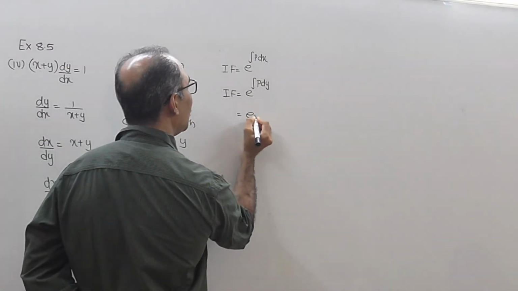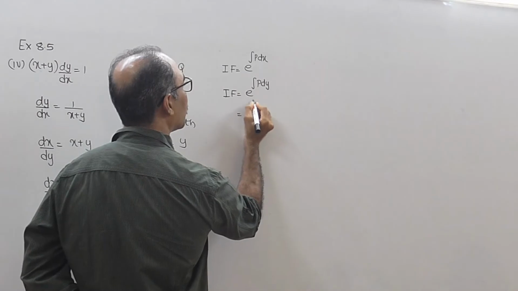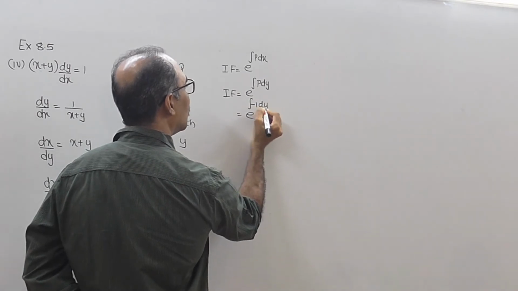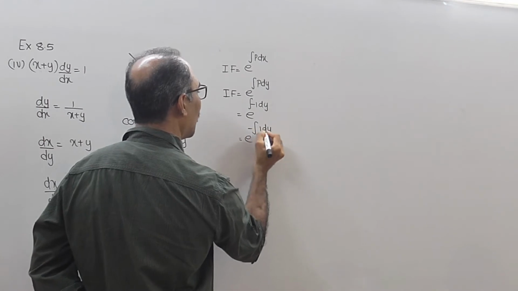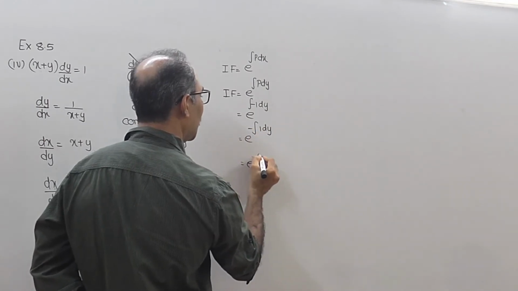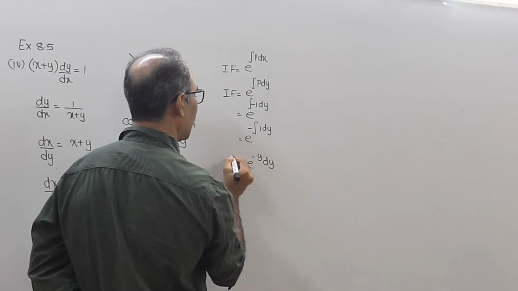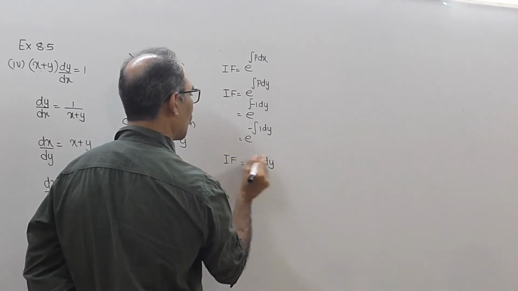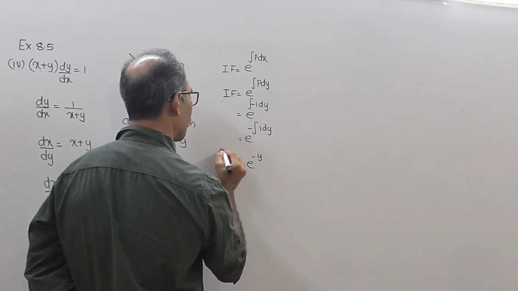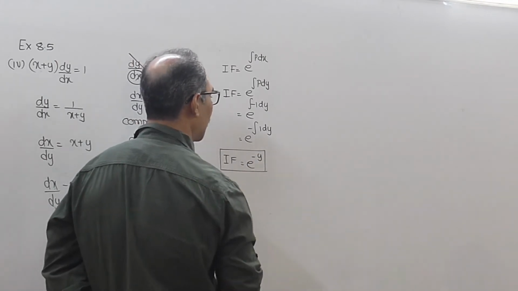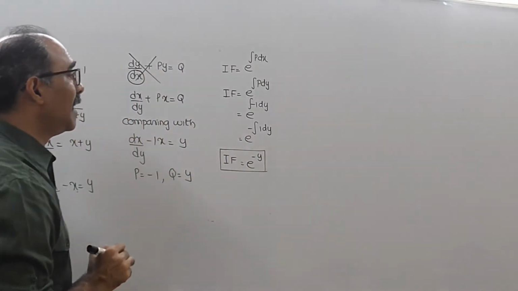So this is e raised to integration of p dy. What is the value of p? Minus 1 dy. So e raised to minus, taking out 1 dy, that is e raised to minus y dy. That is supposed to be e raised to minus y. That will be my integrating factor.